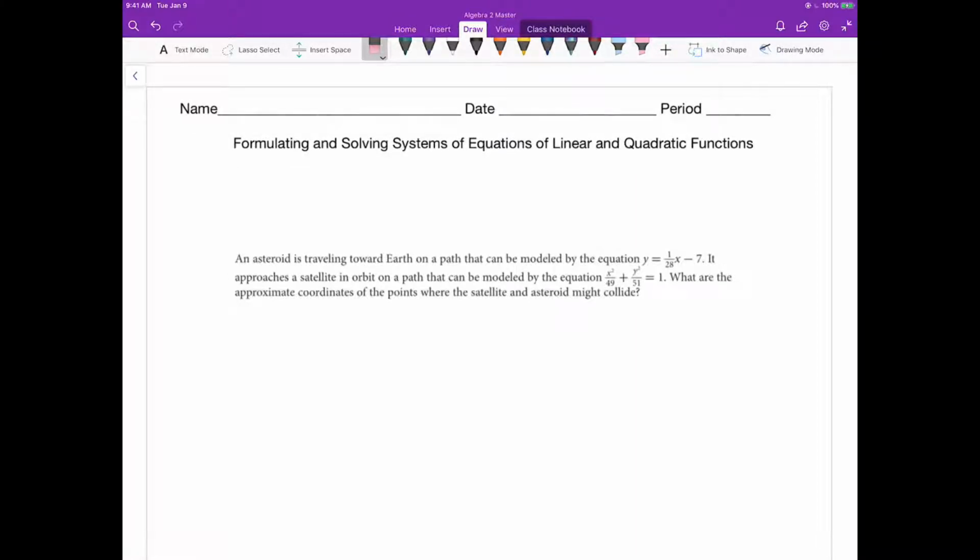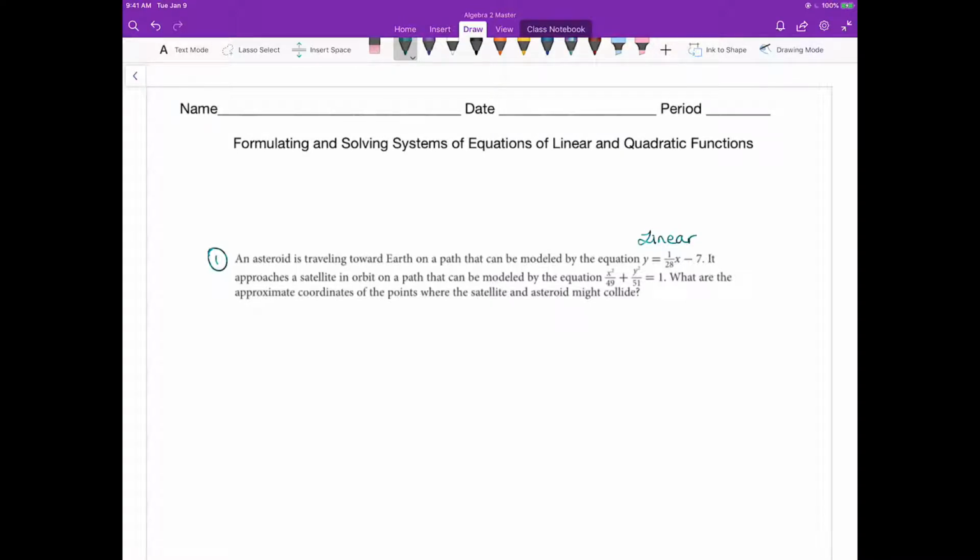Formulating and solving solutions to systems of equations of linear and quadratic functions. So let's look at this first problem that says an asteroid is traveling toward Earth on a path that can be modeled by the equation y equals 1 over 28x minus 7. And this is the first equation that's given. I see that there's no squared value, so I know this is going to be linear.